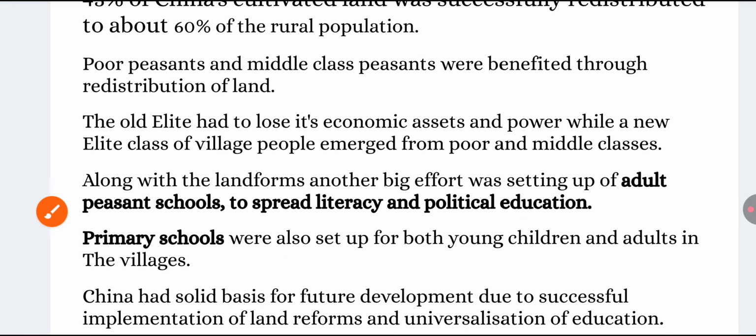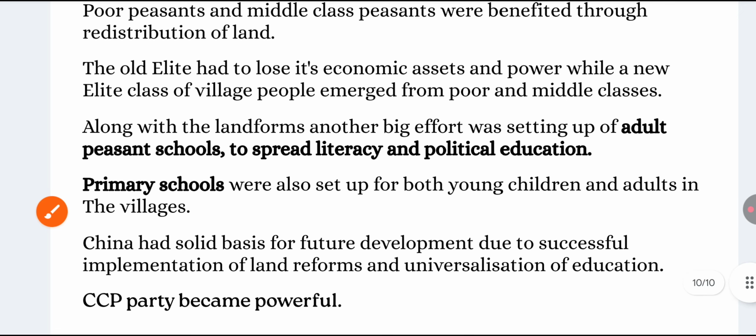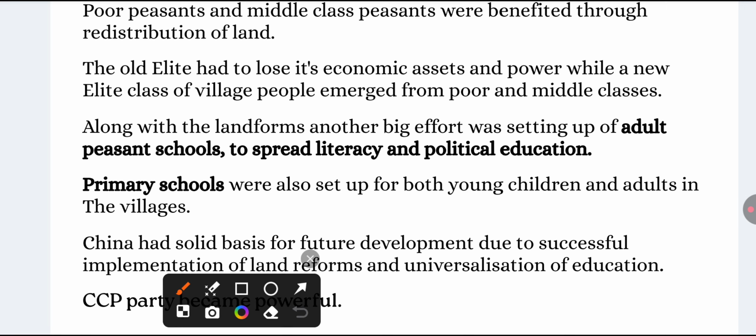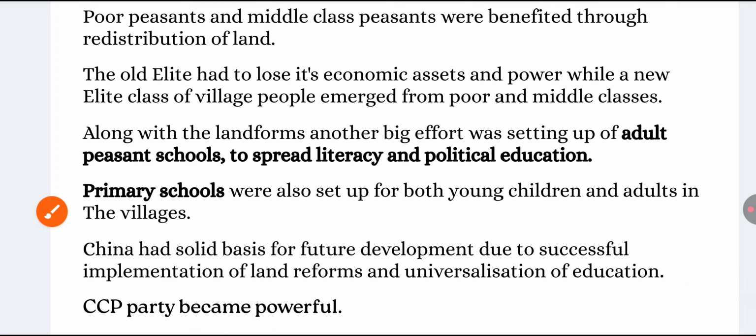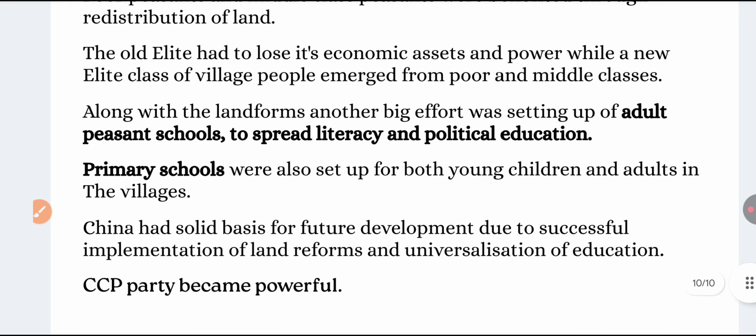China has solid bases for future development due to the successful implementation of land reforms and universalization of education. By these two programs, China became a strong country.